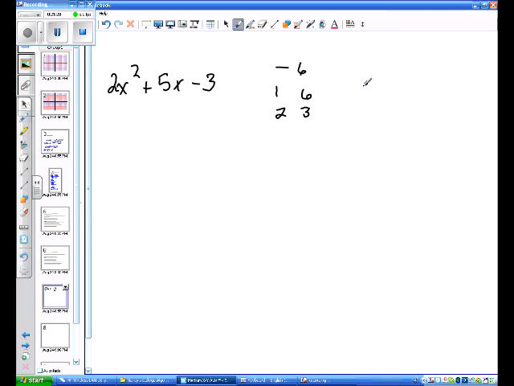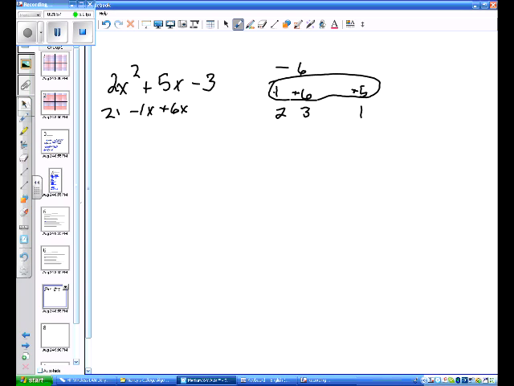So 1 and 6, their difference is 5. 2 and 3, the difference is 1. So we're going to use the 1 and the 6 because they have a difference of 5. Now we wanted it to be a positive 5 because that's what it tells us in our problem. So that means we needed a negative 1 and a positive 6. Now we haven't put any parentheses yet. What we're going to put here then is a negative 1x and a positive 6x. All we've done is we've rewritten that 5x as negative 1x plus 6x.